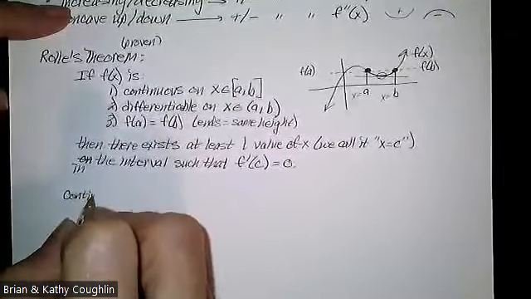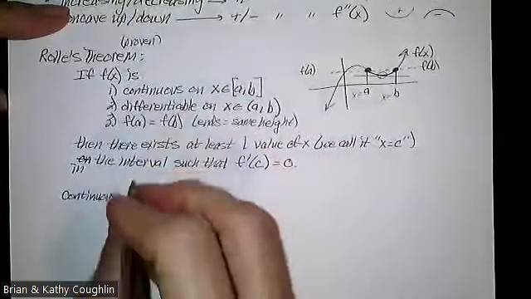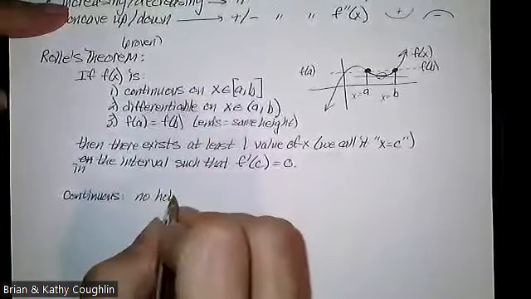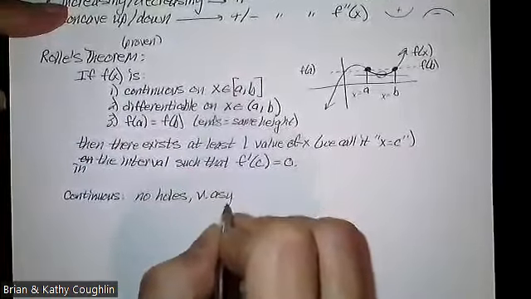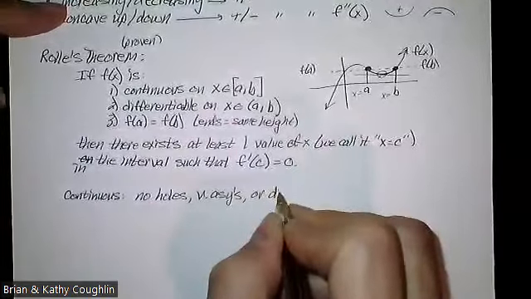Continuous. What does that mean? So that's a reference up here. That's condition number 1. Continuous means that there are no holes, vertical asymptotes, or definition breaks.